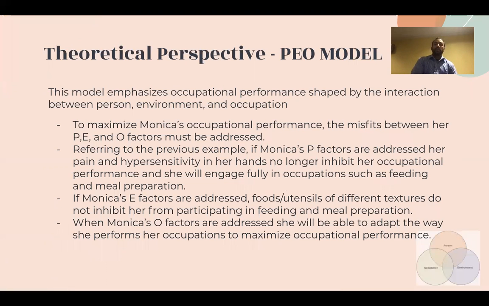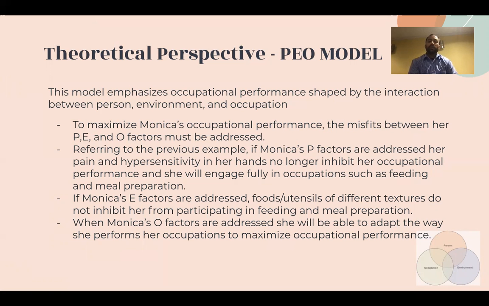So the PEO model emphasizes occupational performance shaped by the interaction between person, environment, and occupation. And so in order to maximize Monica's occupational performance, the misfits between her P, E, and O factors have to be addressed. So referring to my previous example, if Monica's P factors are addressed, her pain and hypersensitivity in her hands don't inhibit her from her feeding and meal prep occupation.